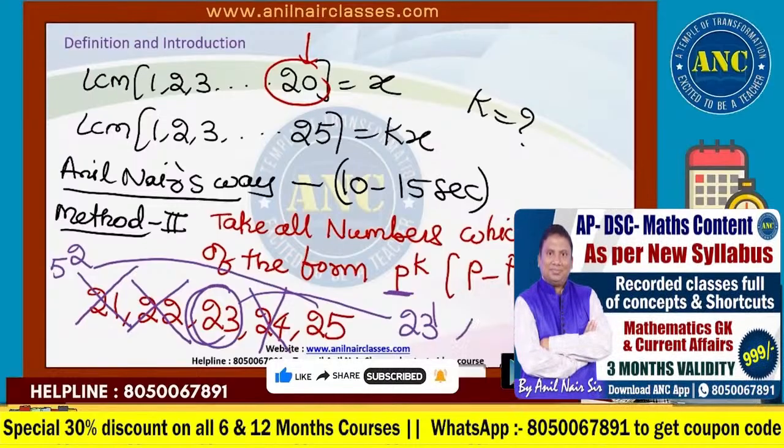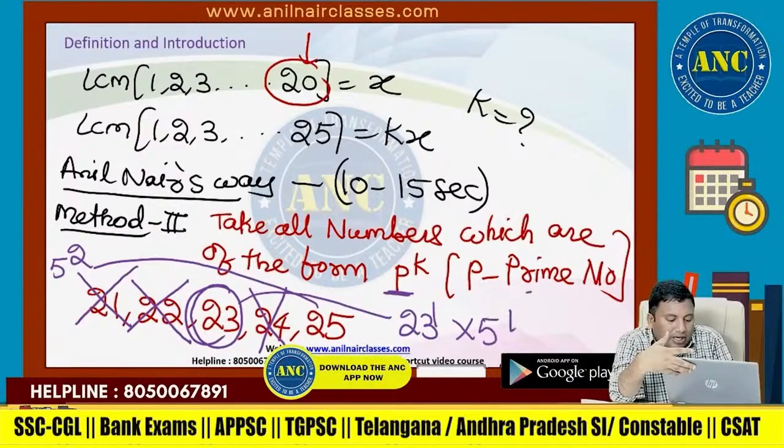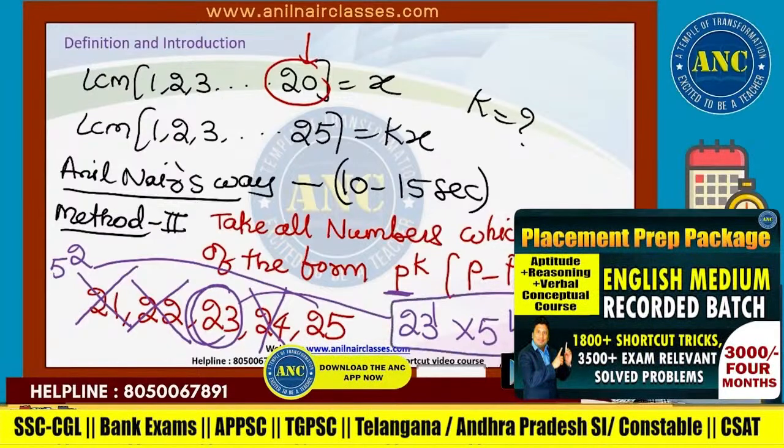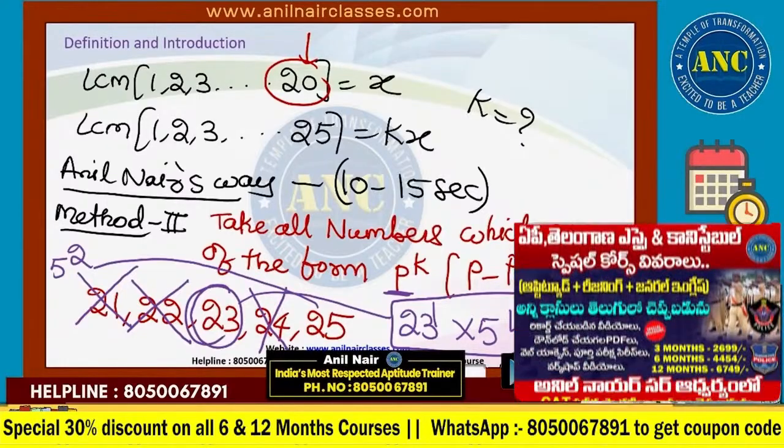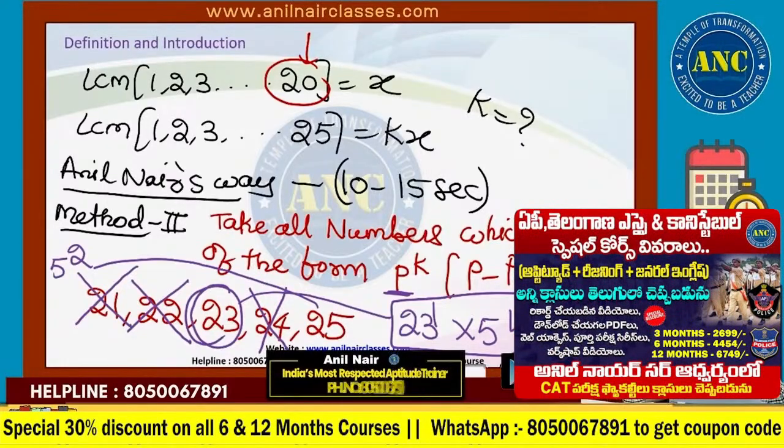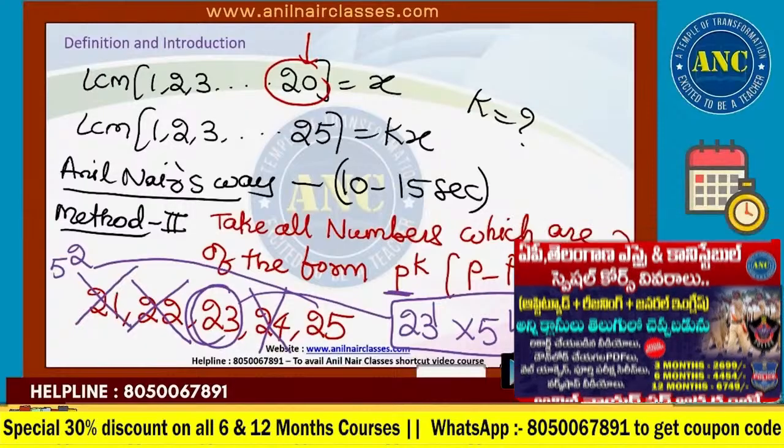So another 5 will come. 23 into 5 is 115.